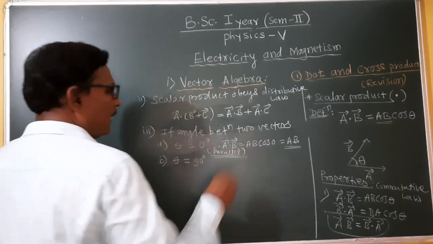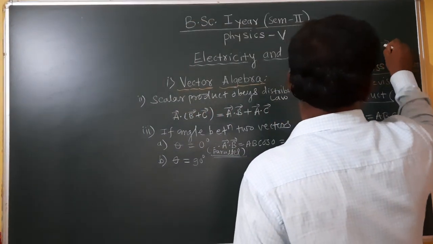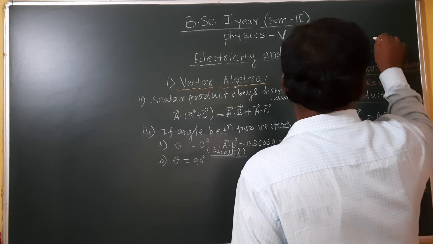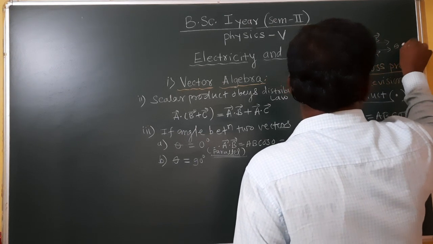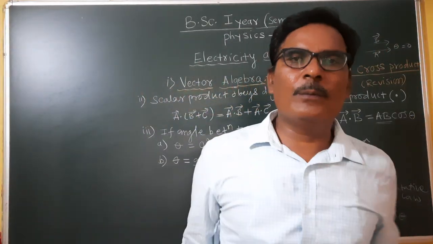If two vectors are parallel, what is the angle in parallel lines? Let us see here, this is the first vector and this is the second vector, that is A bar and B bar. So theta is equal to 0. Two parallel lines, angle should be 0.